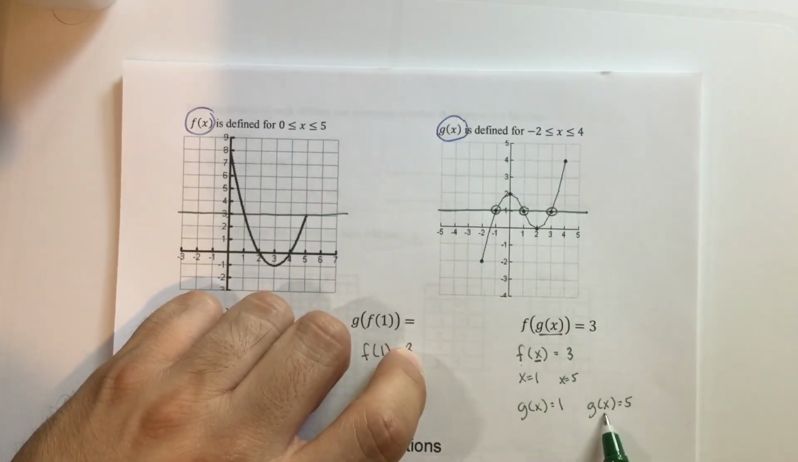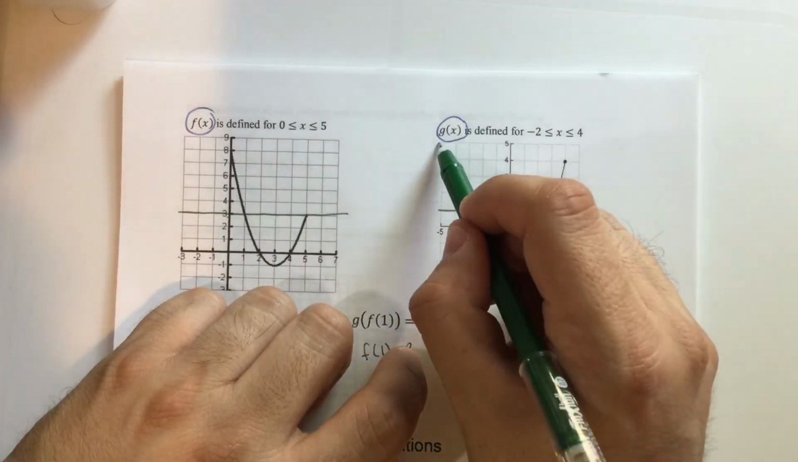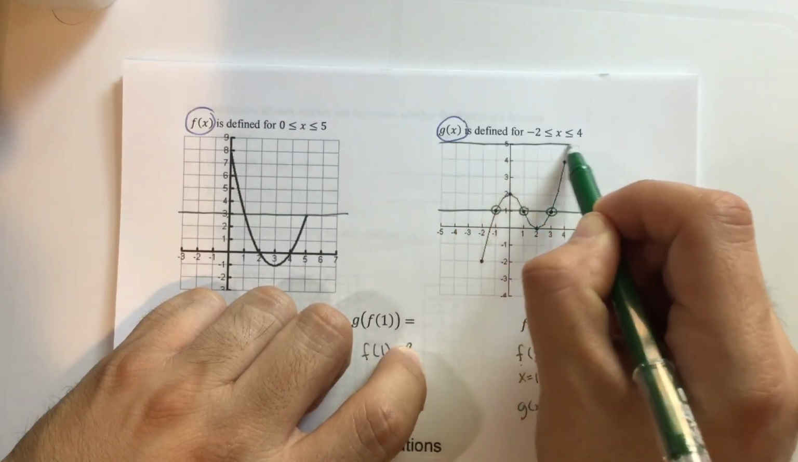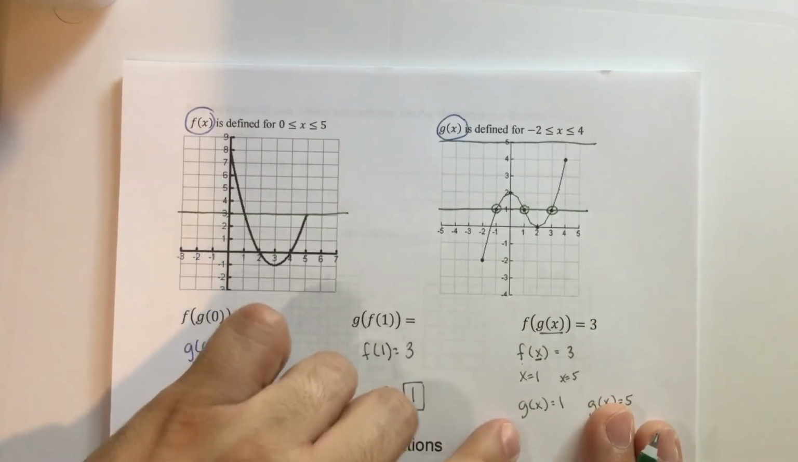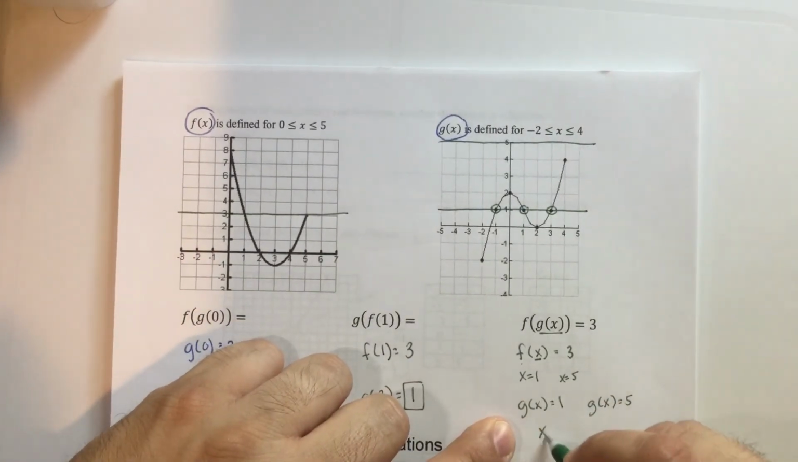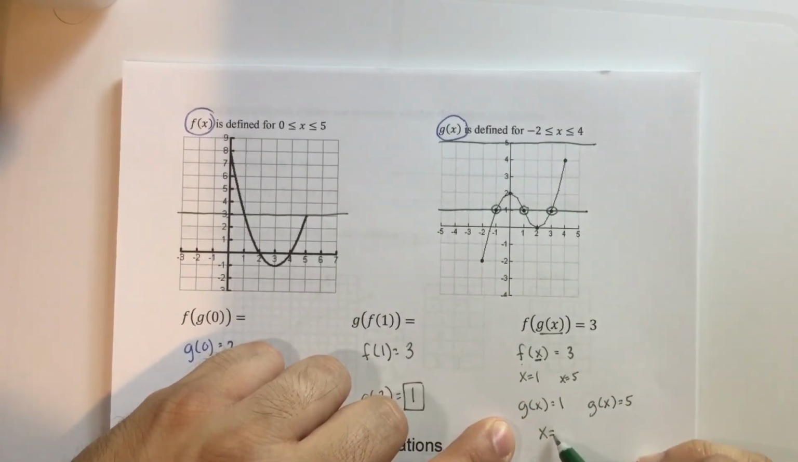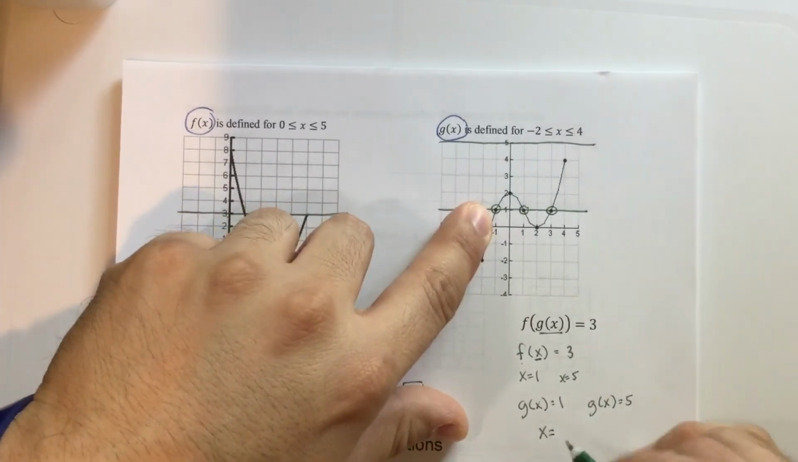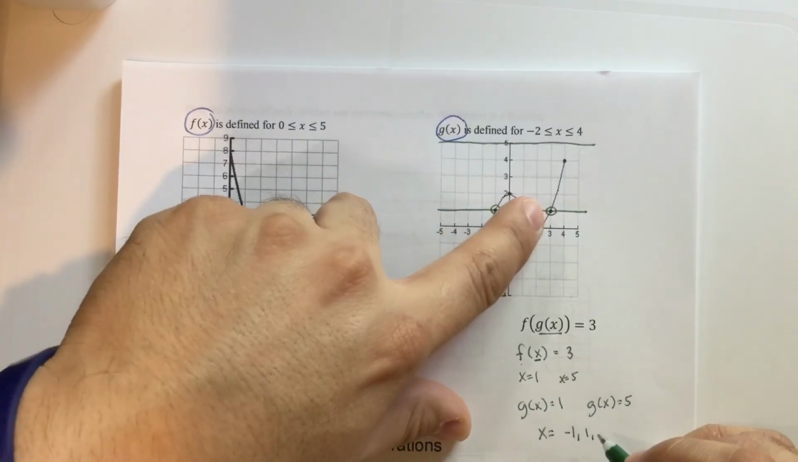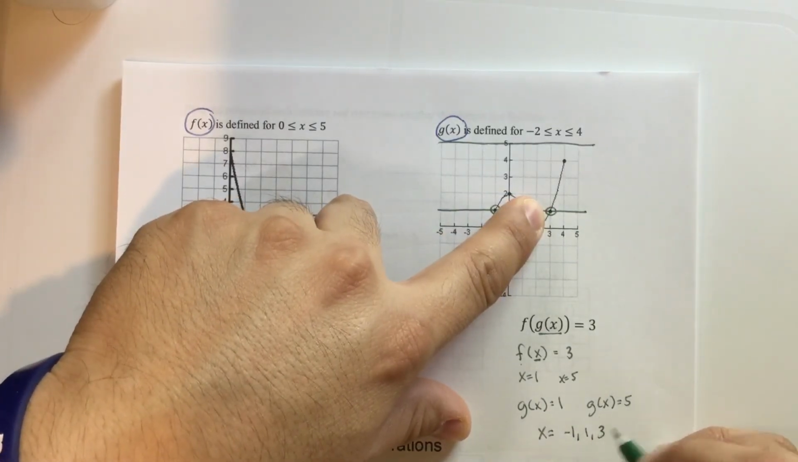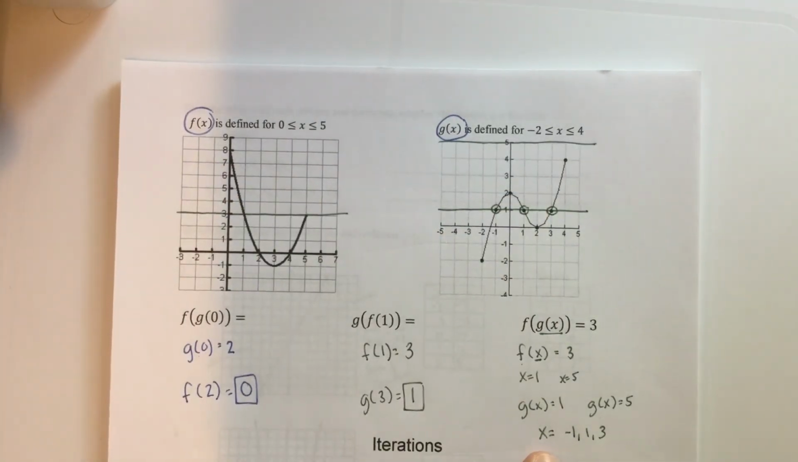For g of x equals 5, I go to y is 5. I draw a line. And what you notice is it doesn't hit any of the graphs, so this has no solutions here. But that first one, g of x equals 1, actually has 3 solutions. In this case, x equals, the first one is -1 for x. The second one is +1 for x. And the third one is 3. So that one had 3 solutions. X is equal to -1, 1, and +3.